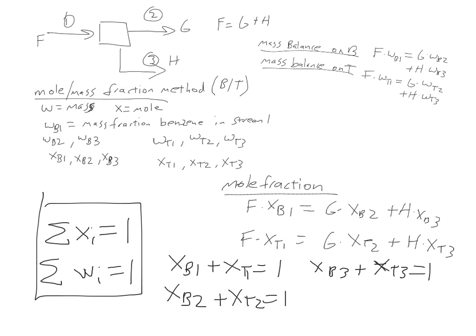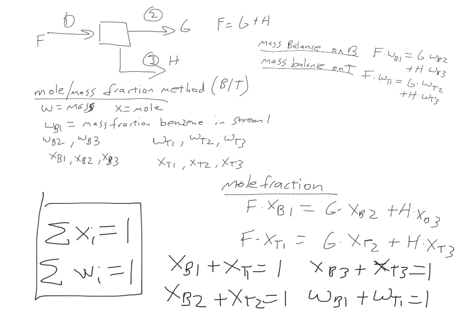And I could also write out the mass fraction equation, WB1 plus WT1 is equal to 1, etc. And then I could write them for streams 2 and 3. So if we know, for instance, XB1, we will by default use this equation to find out what XT1 is. So oftentimes we don't need to write out all of the mass balance or mole balance equations because of these relationships. As soon as I know XB1, I know what XT1 is because of this relationship. As soon as I know XB2, I know what XT2 is from this relationship right here.